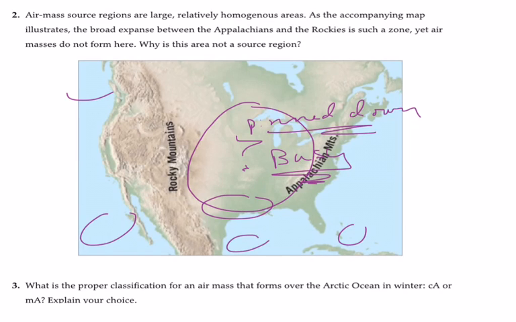So number 3, what is the proper classification for, and we kind of talked about this. It basically says if you have something over the ocean, but it's a cold ocean, the Arctic Ocean. So if it's over the ocean, you're probably going to put M, okay? And if it's very cold, you're going to put A for Arctic, okay? And do you remember why I said we don't have that sixth designation? Maritime Arctic. Because cold air does not hold much moisture, yep.